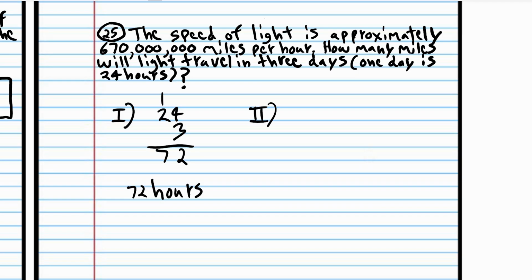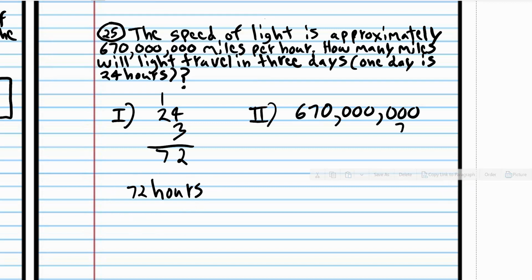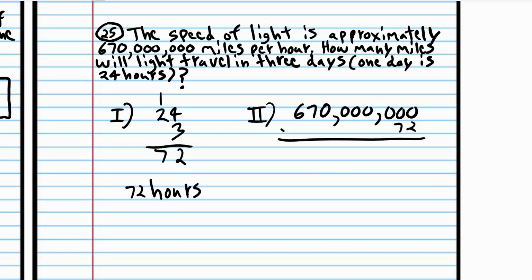So 670 million times 72. All right. 2 times 0, 2 times 0, and so on for each zero. 2 times 7 is 14. Carry the 1. 2 times 6 is 12, plus 1 is 13. Then you put your placeholder as usual.